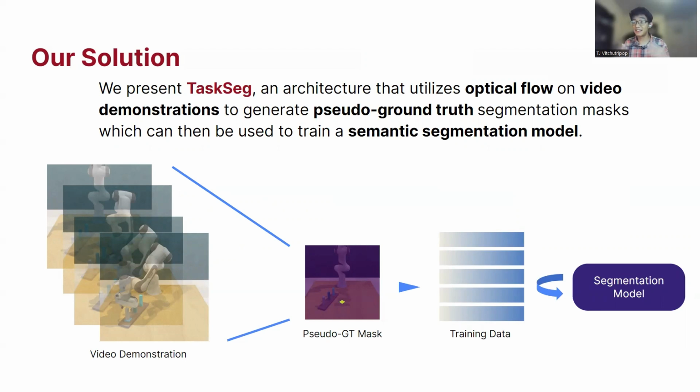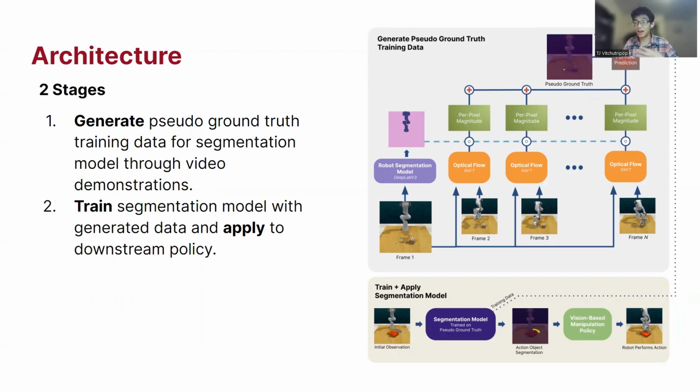Our solution to this is TaskSeg, which is an architecture that utilizes optical flow on video demonstrations in order to generate pseudo ground truth masks that are then used as training data to train a semantic segmentation model. TaskSeg's architecture has two main stages. One is the generation stage, where we're generating pseudo ground truth training data to train our segmentation model using video demonstrations. The second stage is actually training the segmentation model with the pseudo ground truth data.